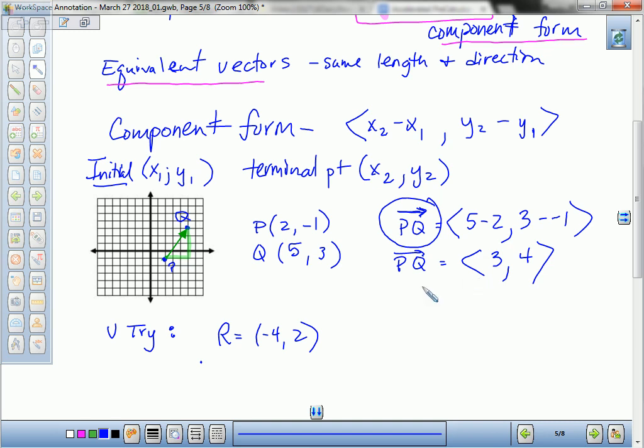Alright, so if we have R is the point -4, 2, and S is the point -1, 6, I would like you to find vector RS, please. So my initial point would be R, my terminal point would be S because of the way I ordered it here, vector RS. It's actually -3.